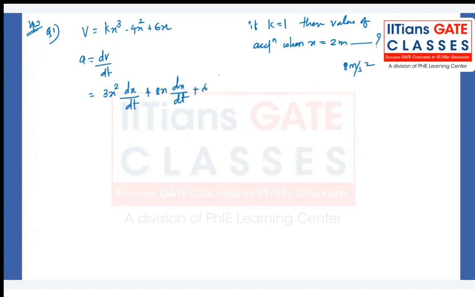Plus 6 dx/dt. I'm by default considering k equal to 1 because it's given. So if you take dx/dt common here, what you will get? 3x^2 minus 8x plus 6, into dx/dt. And what is dx/dt? That is velocity, which is already given.